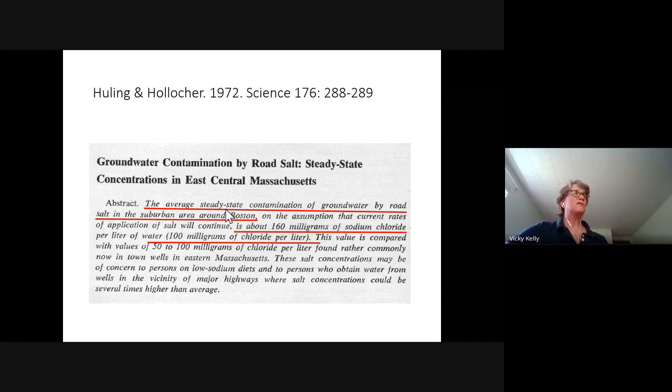This is from another study published in 1972 in the journal Science, and this is one in which they looked at groundwater contamination in east central Massachusetts, and they reported that the average steady state contamination of groundwater by road salt in the suburban area around Boston would be about 160 milligrams per liter of sodium chloride. That's 100 milligrams of chloride per liter. And that was based on the assumption that the current rates of road salt deposition would continue at the current rate.